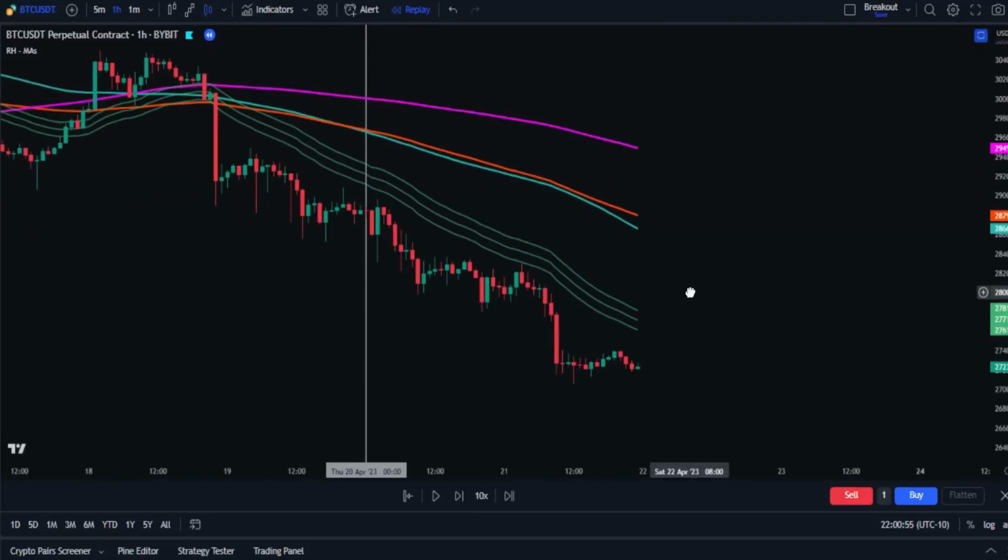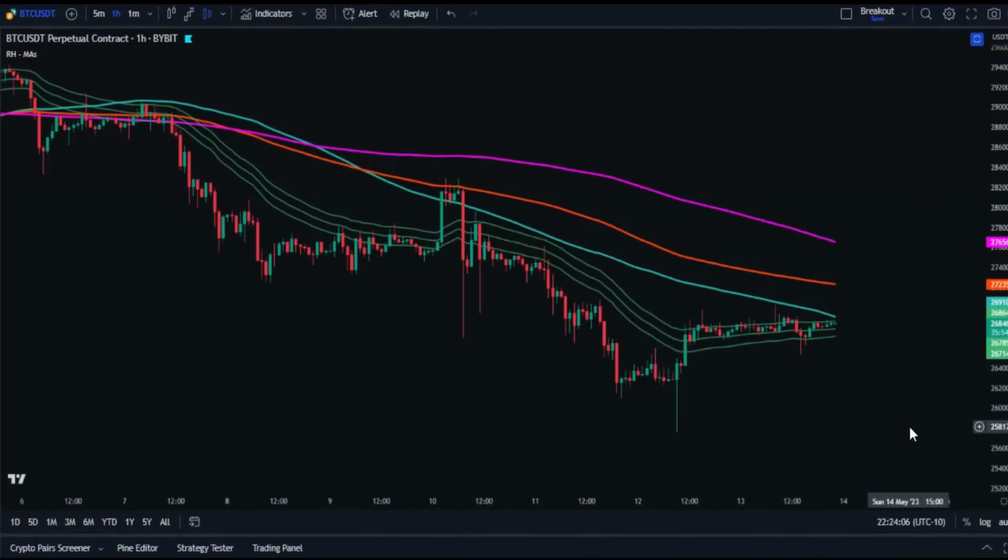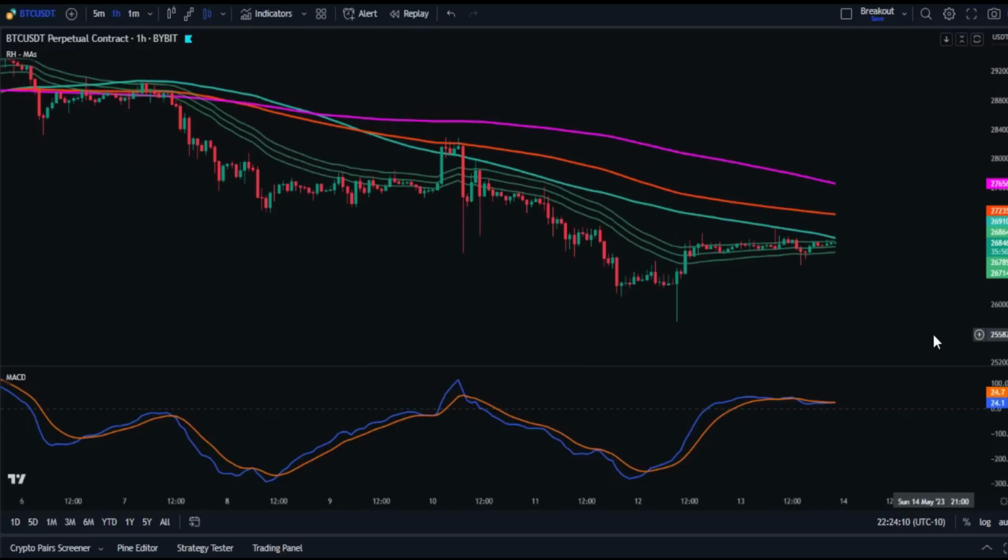Now that we understand how to use the Hoffman indicator to determine a bearish market trend, let's take a look at the MACD indicator and let's see how to use it. The MACD indicator is easy to use. When the blue line crosses the orange line from bottom to top, we have a buy signal. Conversely, when the blue line crosses the orange line from top to bottom, we have a sell signal.